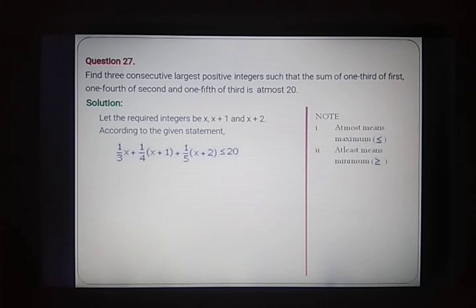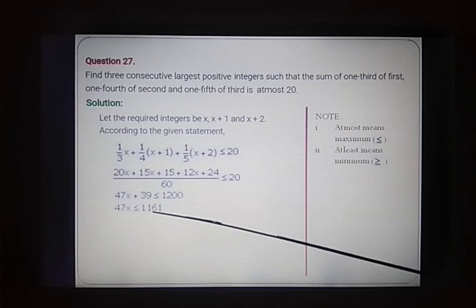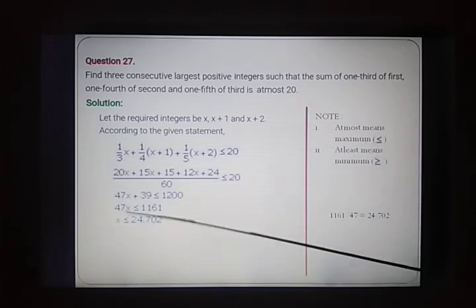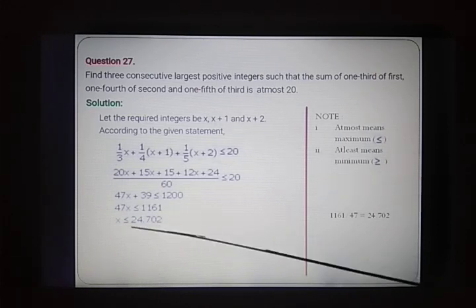Now we know how to solve them, right? So find the LCM, just solve it, and you will get that 47x is less than or equal to 1161. In the next step, we take this 47 to the denominator. If I divide 1161 by 47, then I am going to get somewhat like 24.702. So you just check it by yourself. Now we see that x is less than or equal to 24.702.